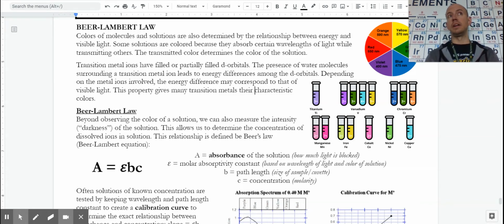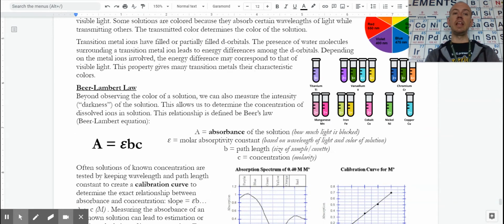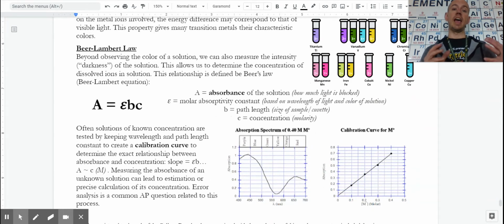We have all experienced this difference as we add more and more of a solvent, be it Kool-Aid to something, or we take a liquid and we water it down and its color gets lighter and lighter. The intensity or the darkness of that color changes based upon the concentration. That relationship between concentration and the color we observed is defined by Beer's law. Beer's law is right here.